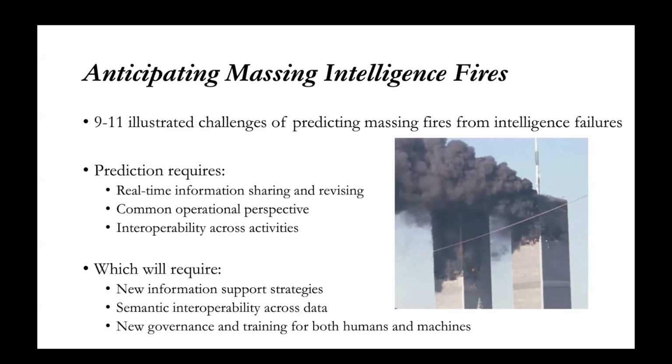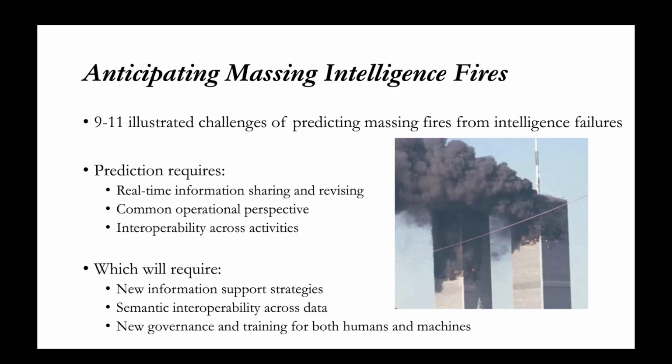But prediction requires real-time information sharing and revising, a common operational perspective, interoperability across activities. Hopefully this sounds familiar to what I was saying just a minute ago. It's almost verbatim what I was discussing when I mentioned massing fires. It also requires new information to support strategies, semantic interoperability, and new governance and trainings, both for humans and machines. It's not that much different, is what I'm saying. Predicting these sorts of fires is not that much different from massing them to begin with.